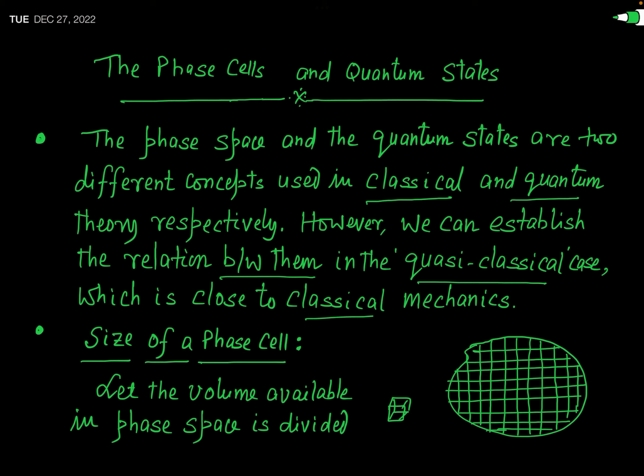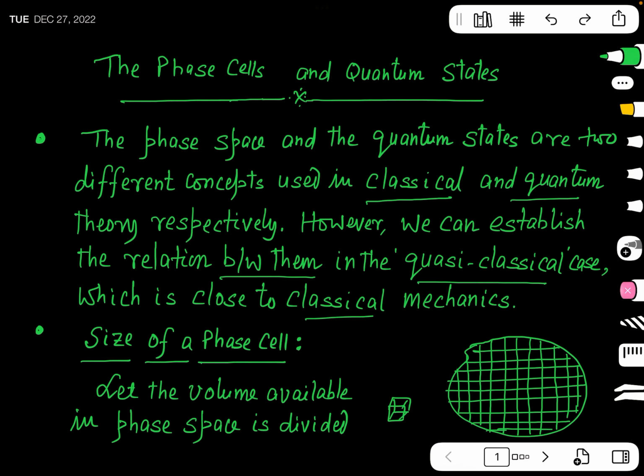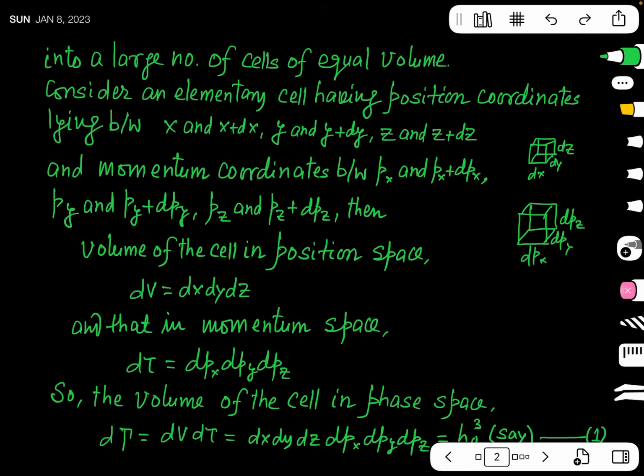Okay. Now you know that as this volume is in phase space, and you have learnt in the previous lecture that an elementary volume in phase space is just a product of two volumes. The first one is called volume of the element in the position space, and another is called volume of the element in momentum space. So what will be the volume of a phase cell?